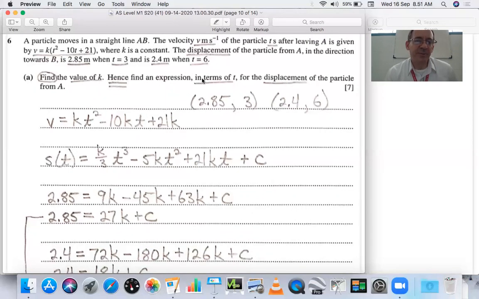Hence, find the expression in terms of t for the displacement. So it wants us to find the displacement, which is the position vector. It gives us the velocity as a function of time.